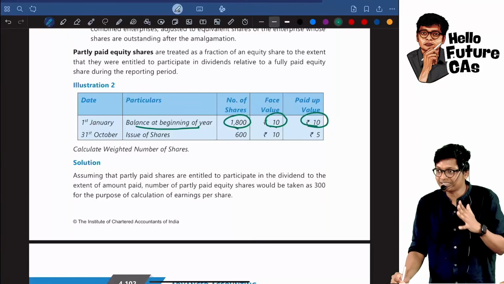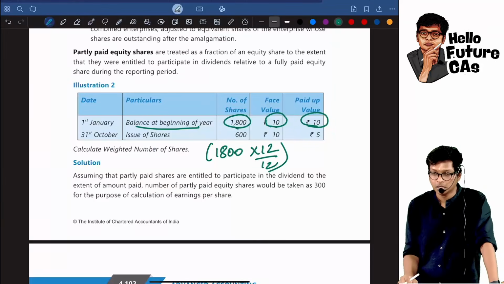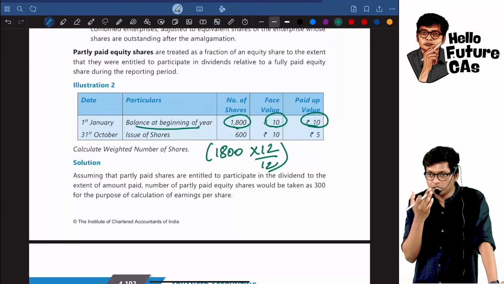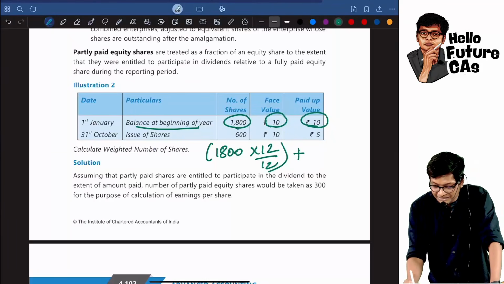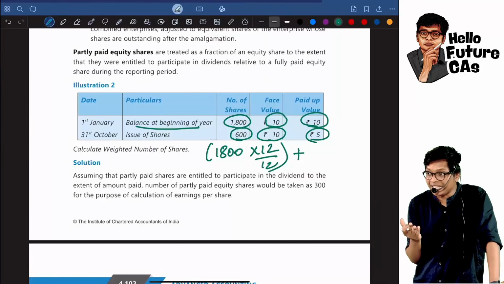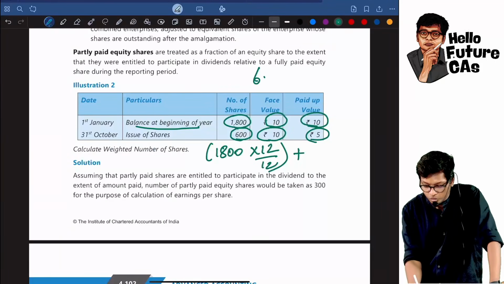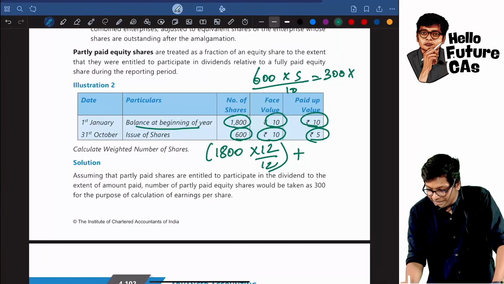So for this, Vains for 12 months will be 1800 into 12 by 12. That means I'm keeping the base as 10 rupees. Now I need to convert these 600 shares of 10 face value, paid up value 5, into shares of 10. How will I do it? 600 shares into 5 divided by 10, which will become 300 into 10.